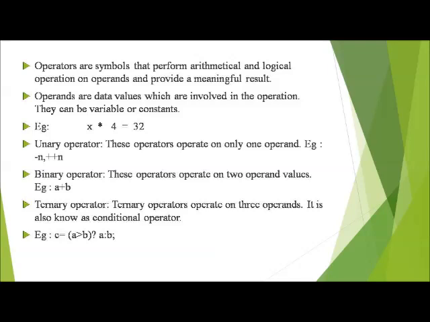Unary operator: these operators operate on only one operand. For example, -n, ++n. Binary operator: these operators operate on two operand values. For example, a + b. Ternary operator: ternary operators operate on three operands. It is also known as the conditional operator. For example, c = a > b ? a : b.